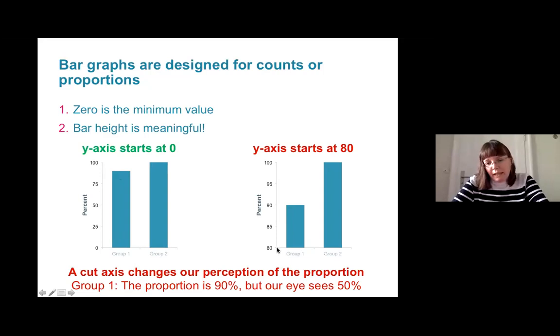When we don't do that, then it changes our perception of the count or the proportion. So for example, here the y-axis starts at 80. So the true proportion shown by the first bar is 90%, but my eye sees 50% because the axis is cut. And this is potentially misleading and a problem.